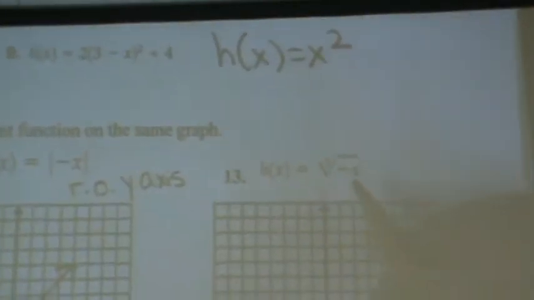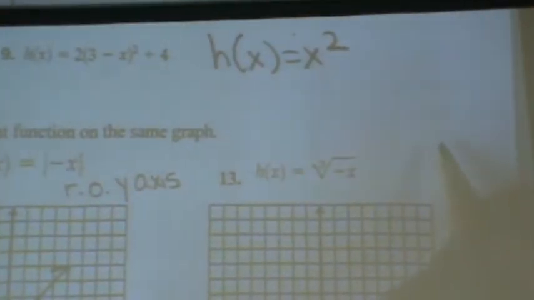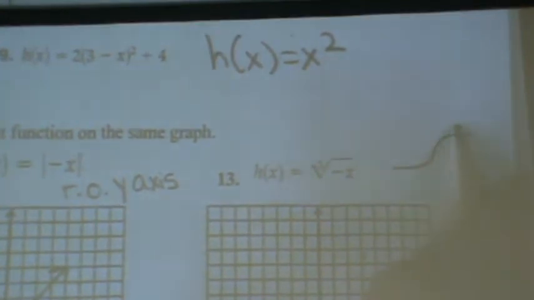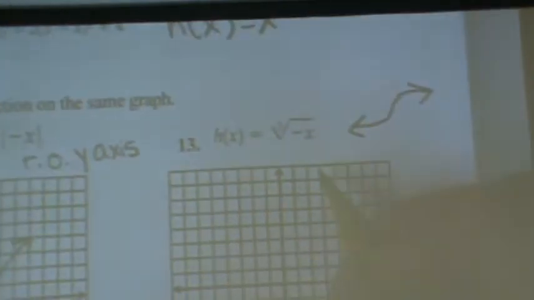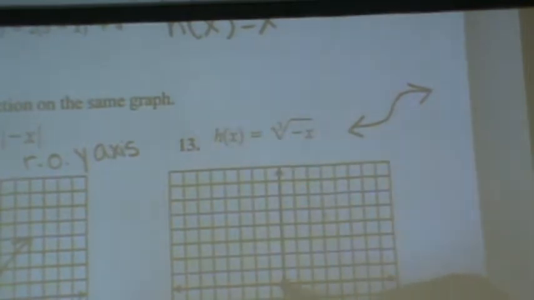Number 13, that's the cube root function. This is the one that looks like a snake. If you were to take the cube root of numbers like 0, 1, and 8, the cube root of 8 is 2, and then it looks like this. Then we have negative 1, and then negative 8, and then negative 2. So this is the parent function.